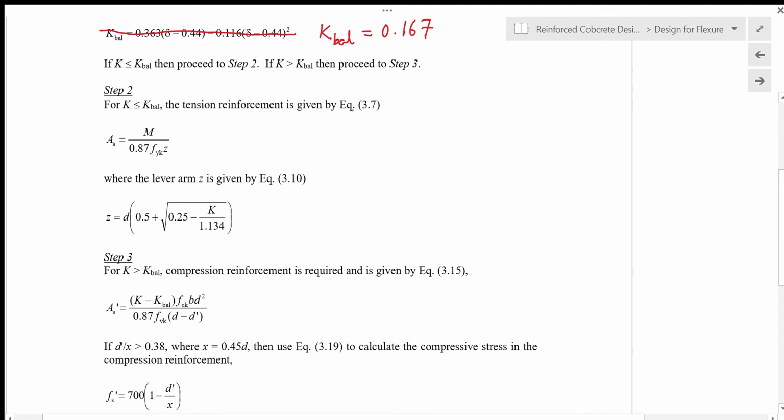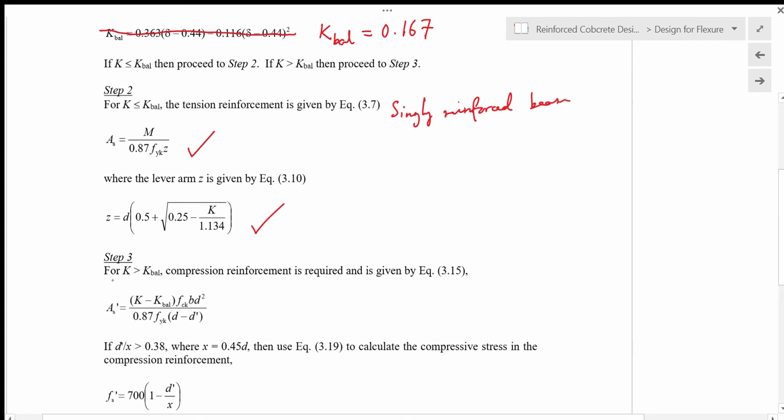So meaning that the beam has only tension reinforcement, meaning that we only need to design for tension reinforcement, so our beam will be a singly reinforced beam. Okay, and then the area of the steel cross section is given by this design equation, As equals M over 0.87 fyk Z, and the moment arm Z is given by this design equation also, which is Z equals d open bracket 0.5 plus square root of 0.25 minus K over 1.134 and then close bracket.